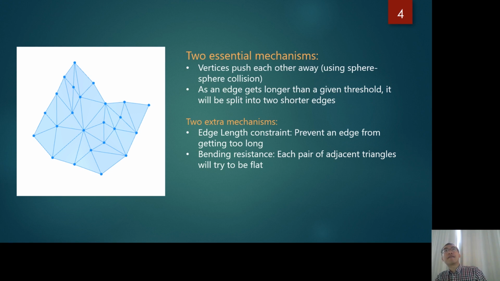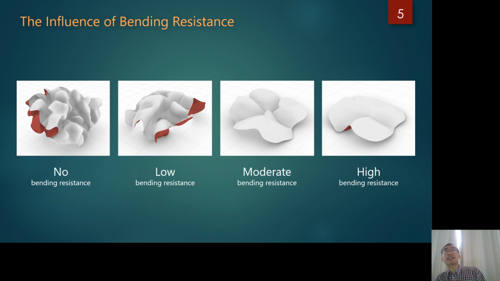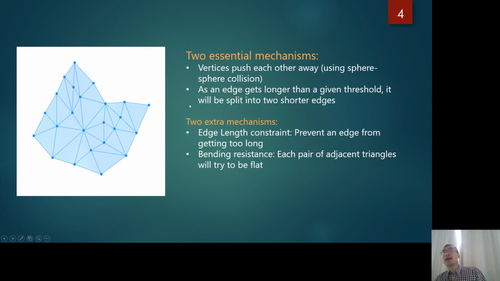Okay, so I showed you yesterday, this is the influence of the bending resistance. So the higher the bending resistance, and by the way, each of these behaviors is overall controlled by a master number so that the user can specify how influential it is compared to the others. So we can make the bending resistance 4 times as strong as the sphere collision, for example. And by changing the ratio between their weights or their strengths, that is how the user tunes the input parameters and gets slightly different outcomes.